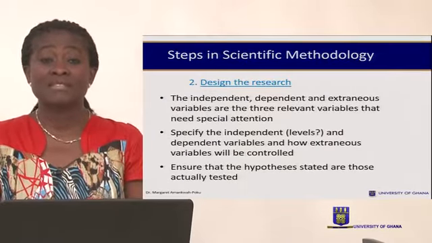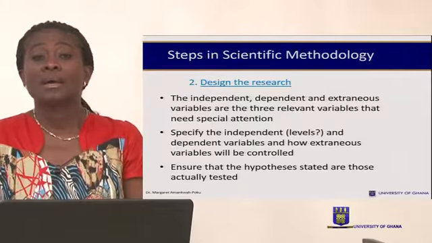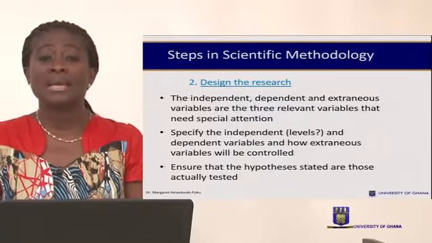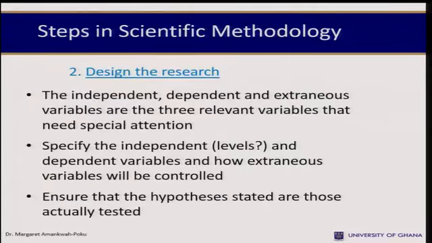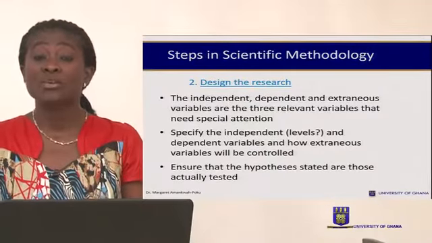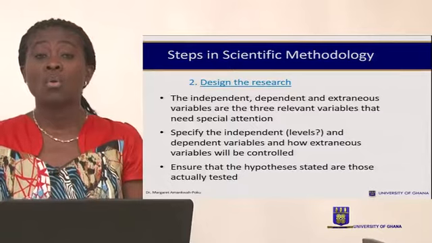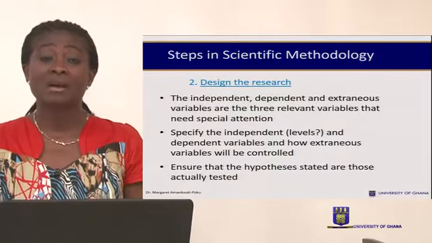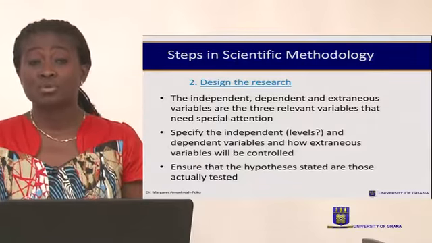The second step in scientific methodology is designing the research. So here, the independent variable, the dependent variable, and extraneous variables are the 3 most important variables in the experiment that need special attention. What this means is that you need to know what your independent variables are. You need to know what your dependent variables are. So what are you manipulating as the independent variable? What are you testing as the dependent variable? And what are the extraneous variables that can affect the outcome of the study that you have to control?